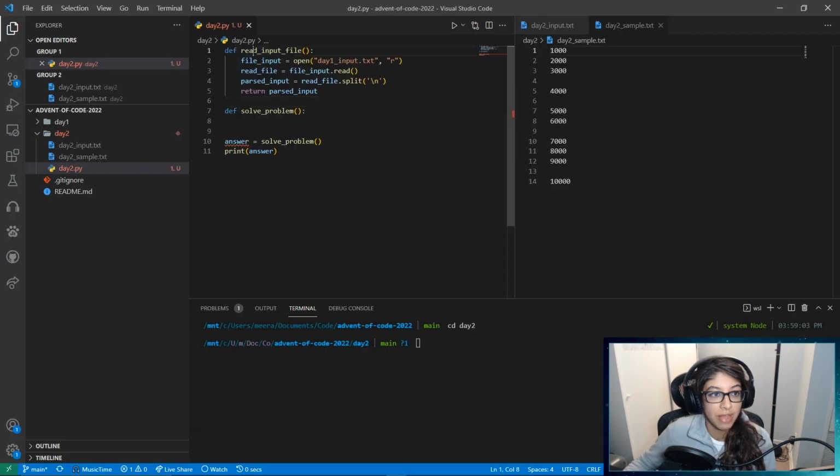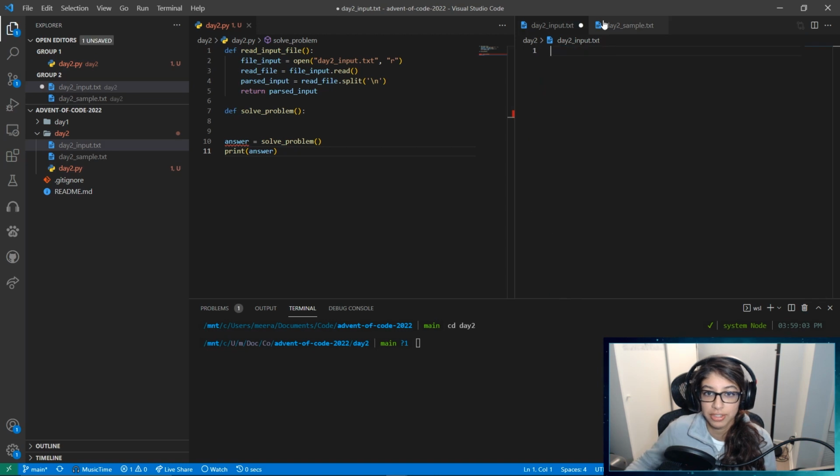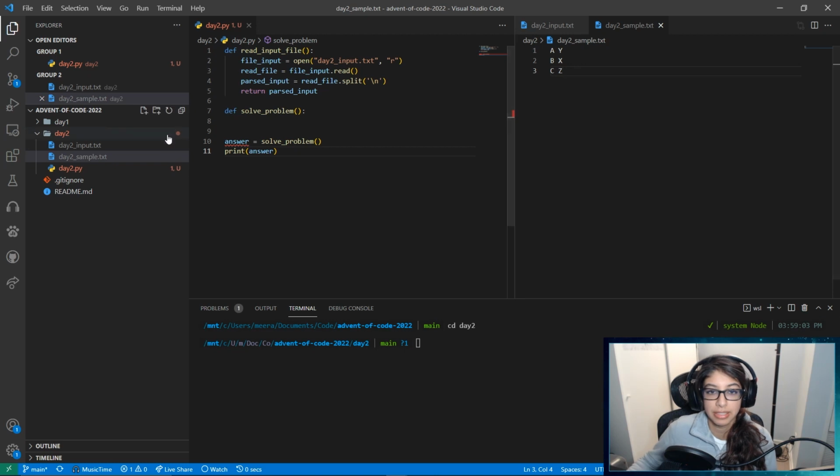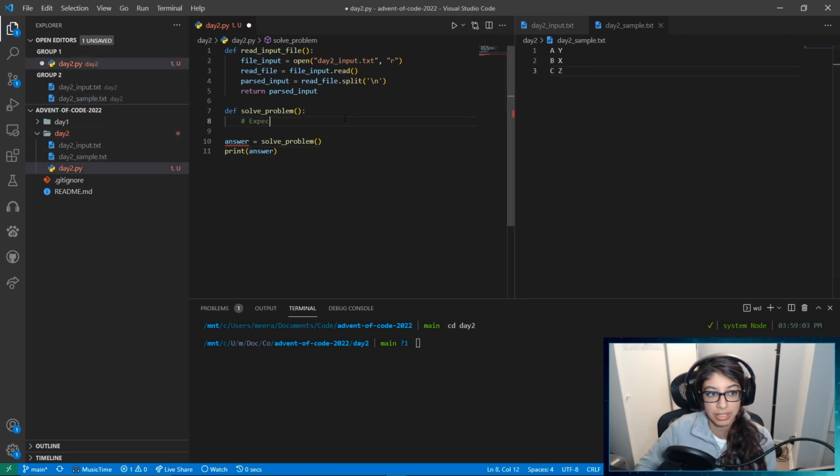So first things first, we have our input file and it is reading. We want D2 now. Let's clear all this from yesterday. And let's get the sample. So we have A Y, B X, and C Z. So the expected number, let me just put it here, expected is 15. That is very large. So first thing we want to read is the input file.